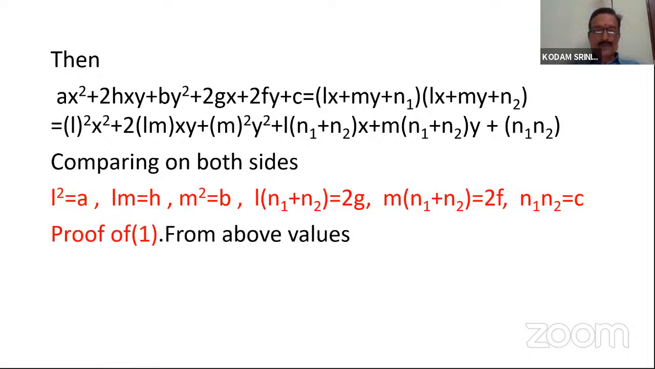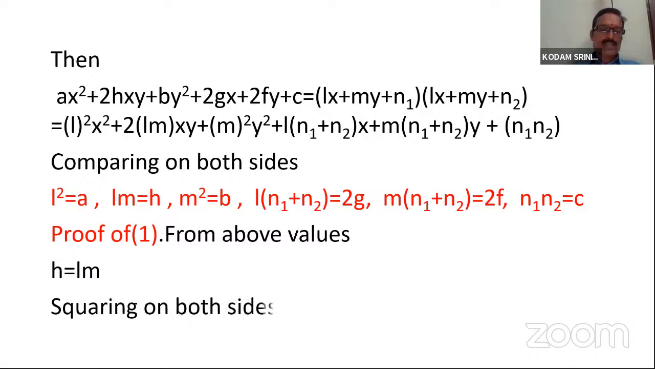Now let us prove the first condition, that is h² = ab. Already we have from the term that h = lm. Squaring on both sides, h² = l²m². Already we have l² = a and m² = b. So we got the first condition, that is h² = ab.